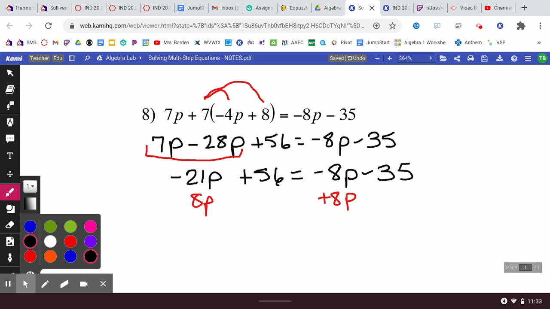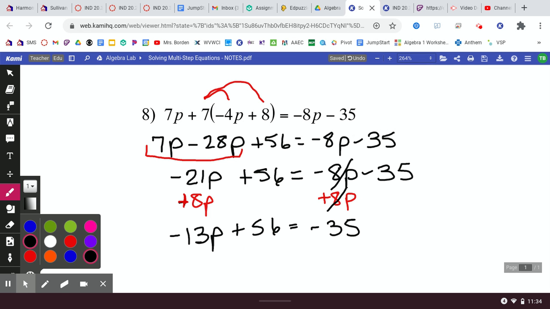Nope, they're not both. Remember, we added and we added. We added 8p and added 8p. So what's -21 plus 8? Positive or negative? Okay, so we got -13p, right? Plus 56 equals, that's gone now, -35.